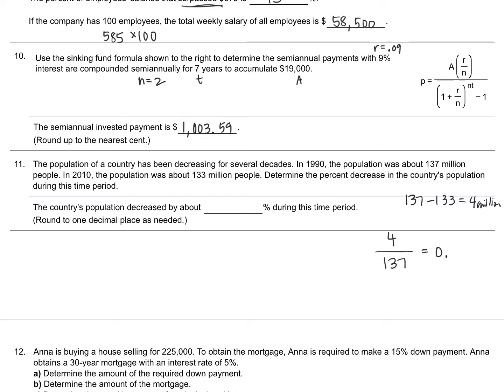To find that, you get 0.0292, and then it wants 1 decimal place as needed. Again, remember that this is in decimal form. So first we want to multiply by 100 to get it in percent form. So that'll be 2.9%. So it's decreasing by about 2.9%.